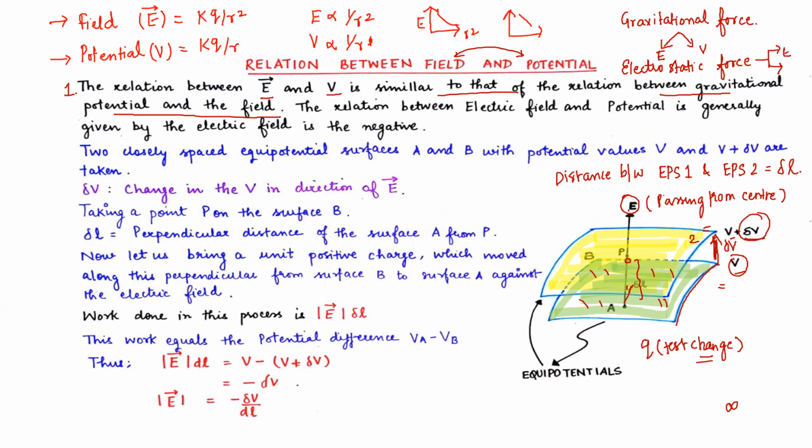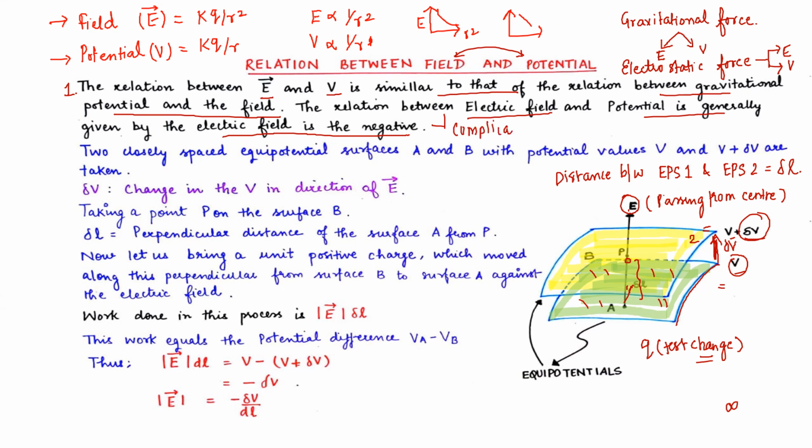Like electric fields and electric potentials, they have a similar relation to what our gravitational force has. The relation between electric field and potential is generally given by: electric field is the negative of the potential gradient. Electric field is in the opposite direction of the direction in which potential increases. Now this statement is a little complicated over here.